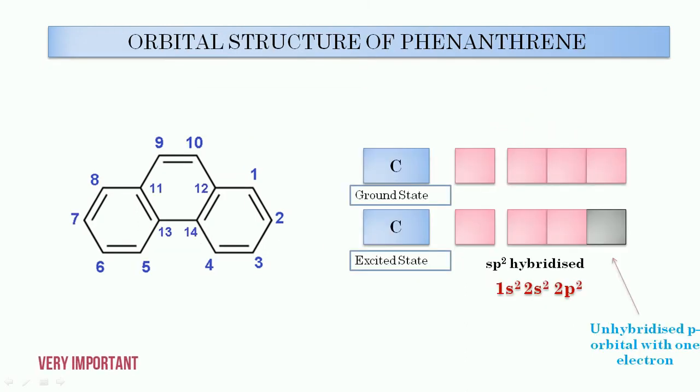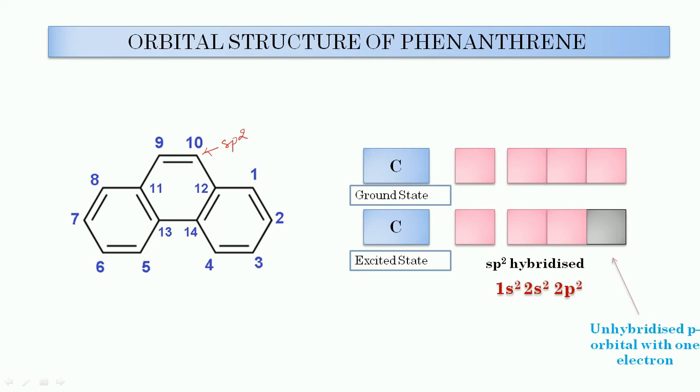Then next is orbital structure of phenanthrenes. It is a planar molecule which is similar to anthracene. It comprises 14 carbon atoms, and all the carbon atoms are sp2 hybrid. So let us see how the hybridization will occur in case of phenanthrene.